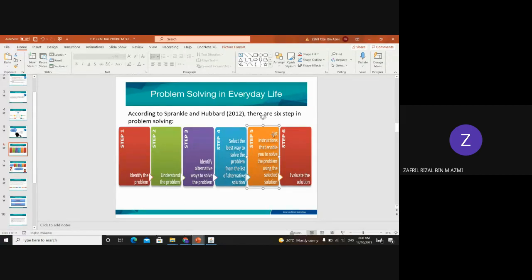Okay, so for this subject, the main concern for us is the design, using algorithm and flowchart. But when we go to the programming classes next semester, your main concern is going to be the program itself, to make sure the program is running. And the next final step is to evaluate the solution.